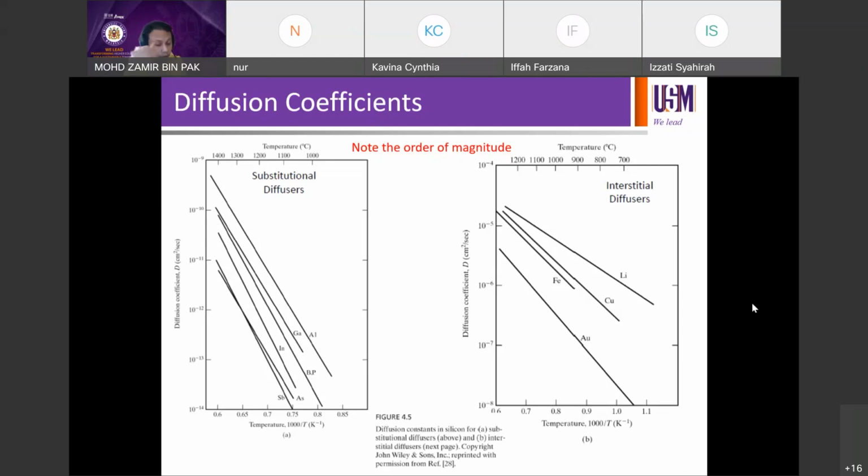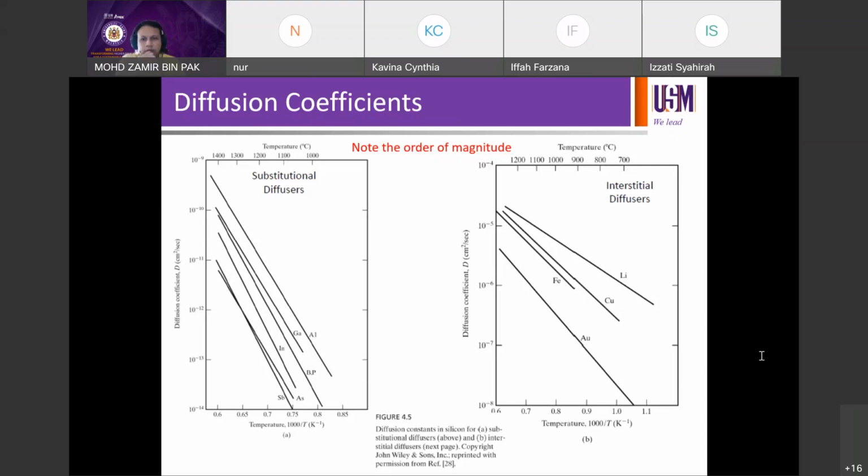Right, interstitial, right? Graf mana satu? Dua-dua lah, dua-dua graf. Kiri substitutional, kanan interstitial. Which one is the higher? Interstitial, right? On the right, you can see the magnitude there: 10 to the minus 5, 10 to the minus 6. And on the left is 10 to the minus 10, 10 to the minus 11. Way lower than the right hand side, isn't it?